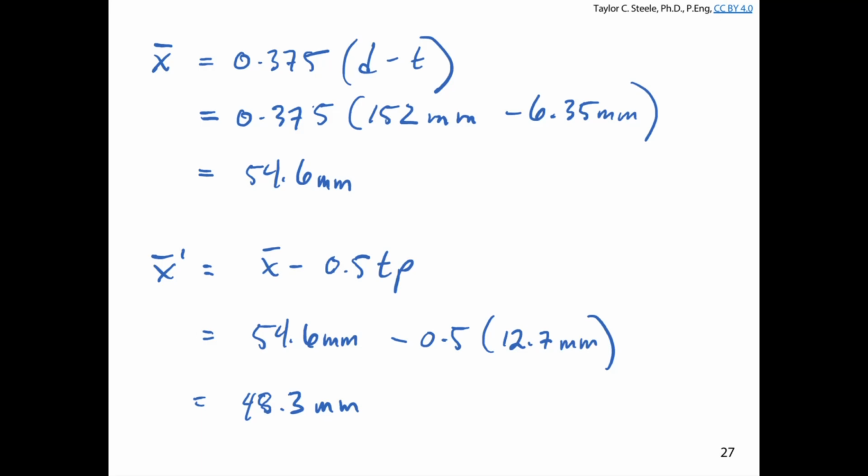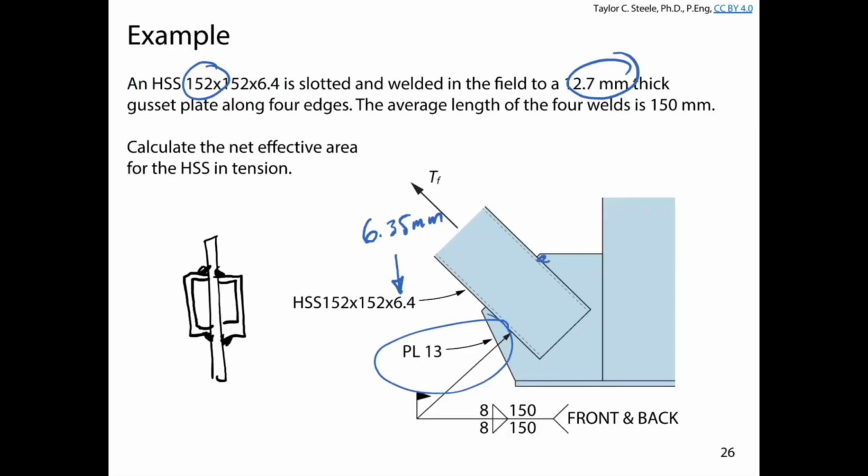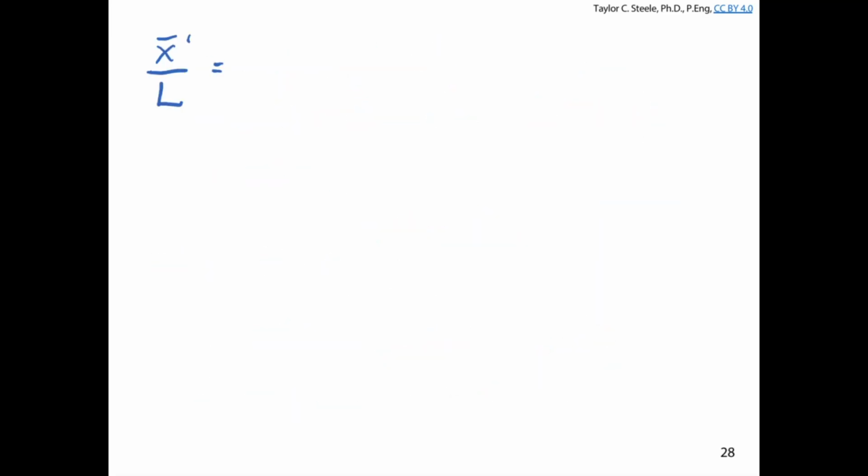Okay, so we calculated X bar prime based on the dimensions of the cross-section and the thickness of the gusset plate. And now we need to figure out what X bar prime is as a ratio to L. Okay, a reminder here, L is the length of the welds. It's 150 millimeters. And it's not the total length of the welds, it's just the length of the connection that's welded. So we get 48.3 over 150. And when we do that, we get 0.322.